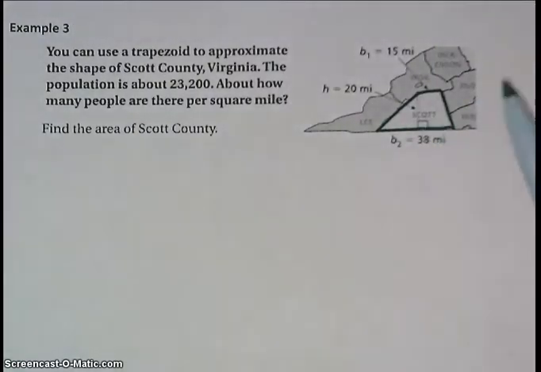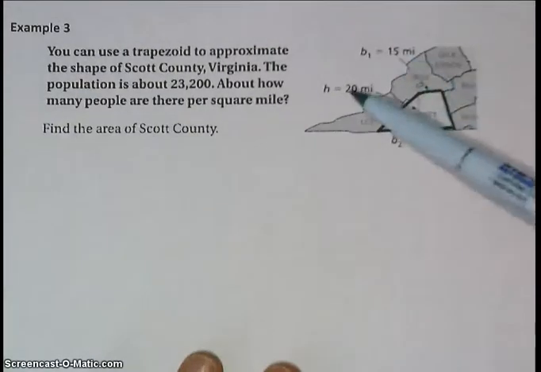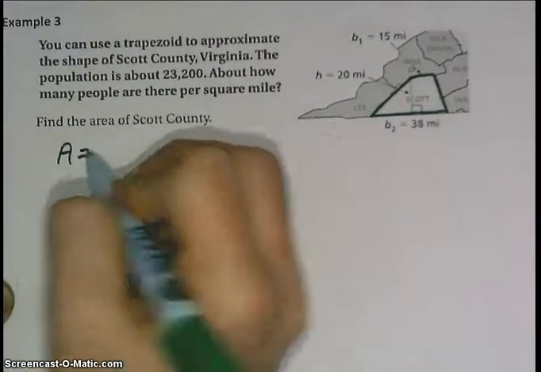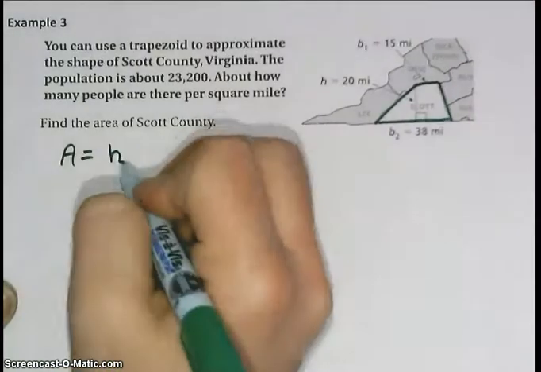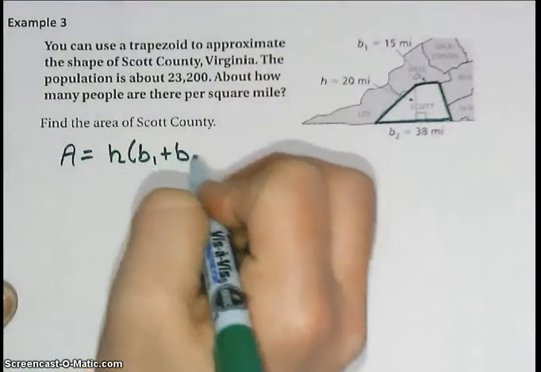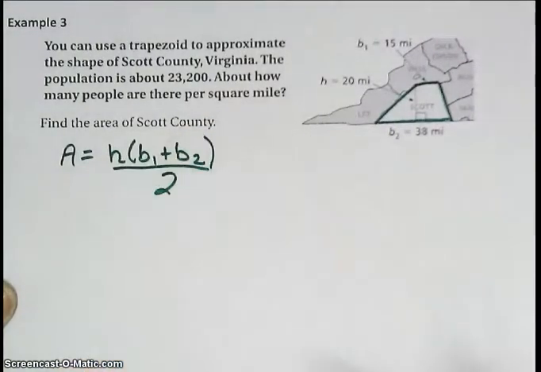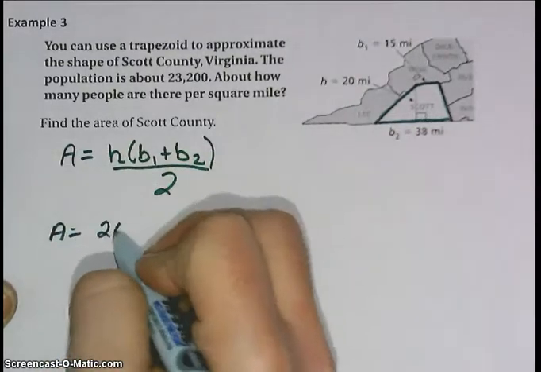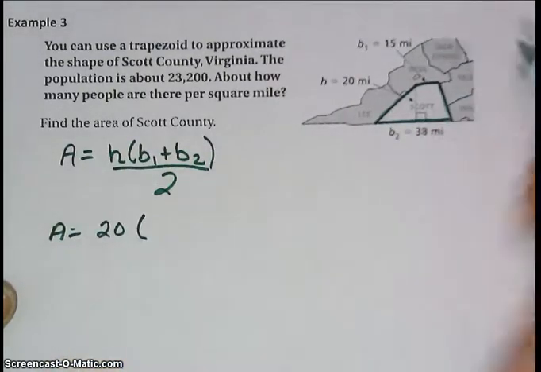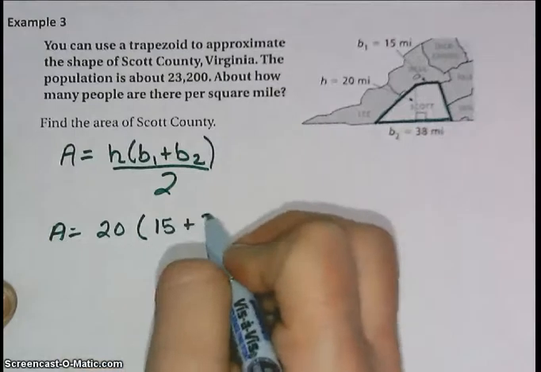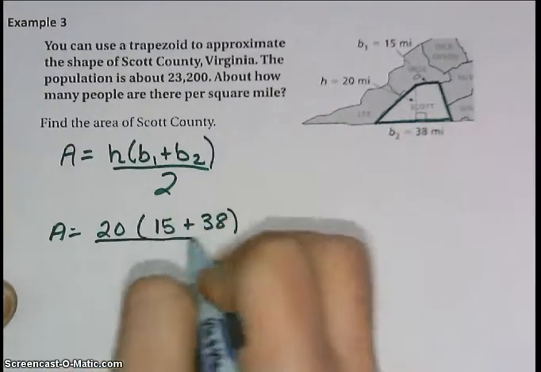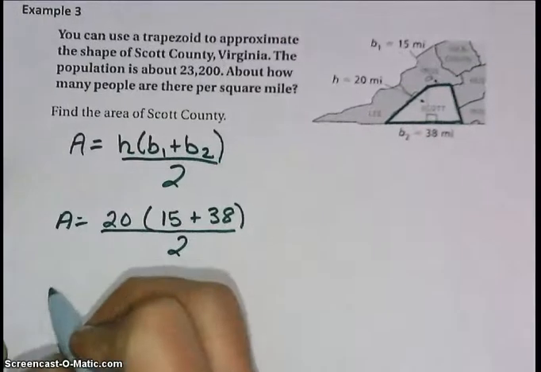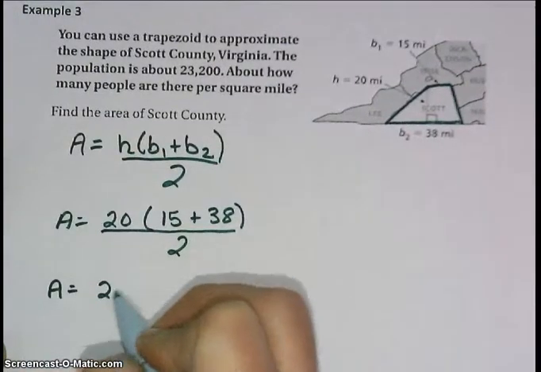Well, they give us all of our numbers. They give us our base, they give us our height, and they give us our B2. So all we have to do is plug those numbers in to our formula for a trapezoid. So I have the area equals my height, which is 20 miles, base 1 and base 2 is 15 plus 38 all over 2. And then I'm going to continue simplifying that. And I get A equals 20.